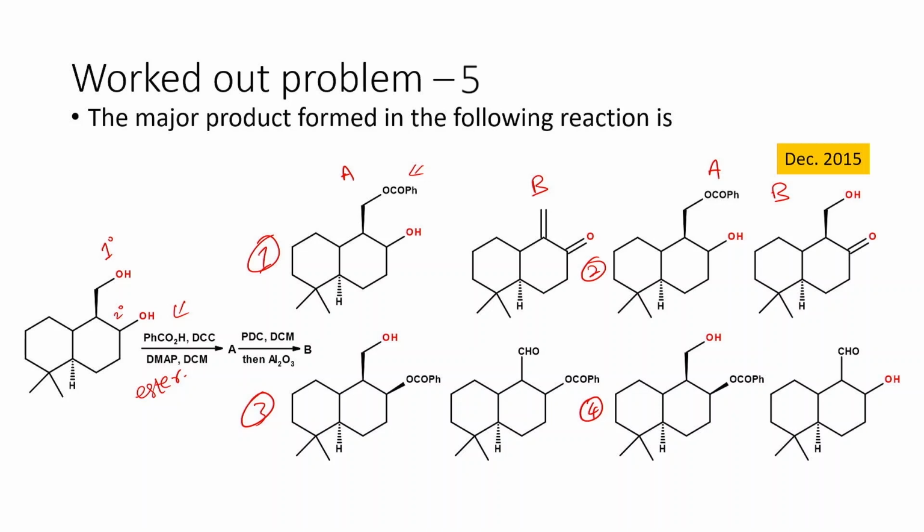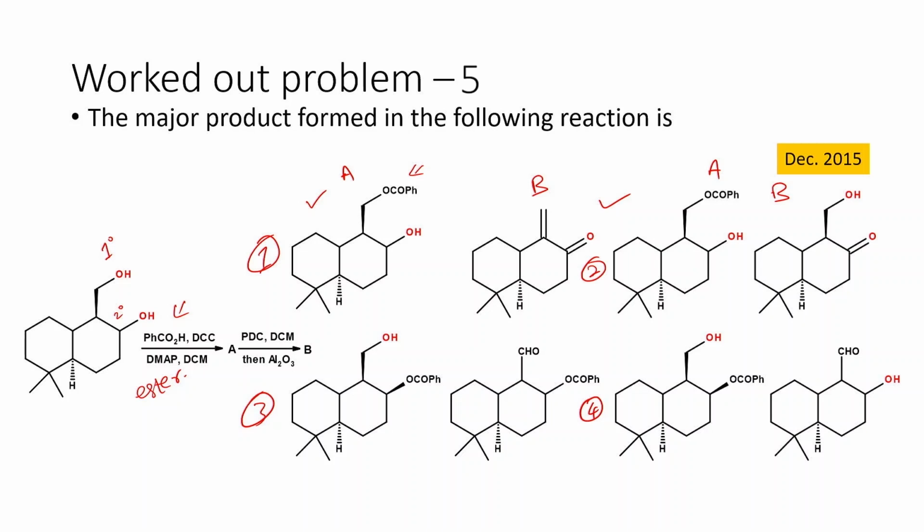So you obviously know which one will undergo reaction between primary and secondary. The primary is the most reactive one. So obviously 1 or 2, that intermediate A, is the most preferable or the major product that will be expected, and 3 and 4 are not. So we can completely rule out 3 and 4.